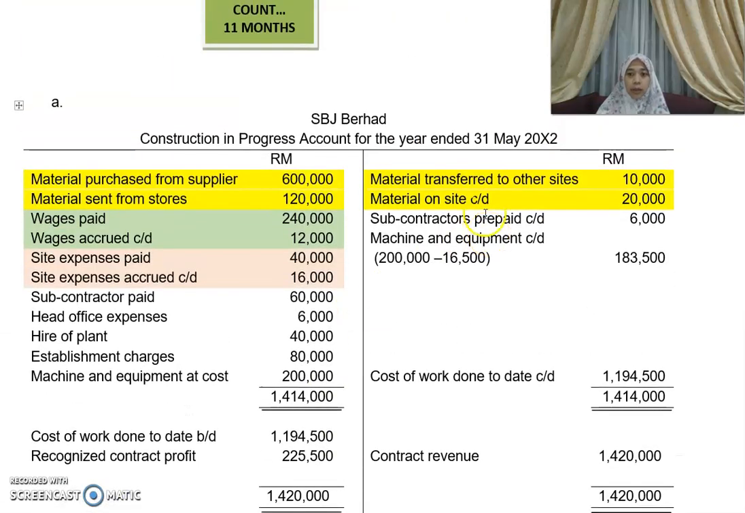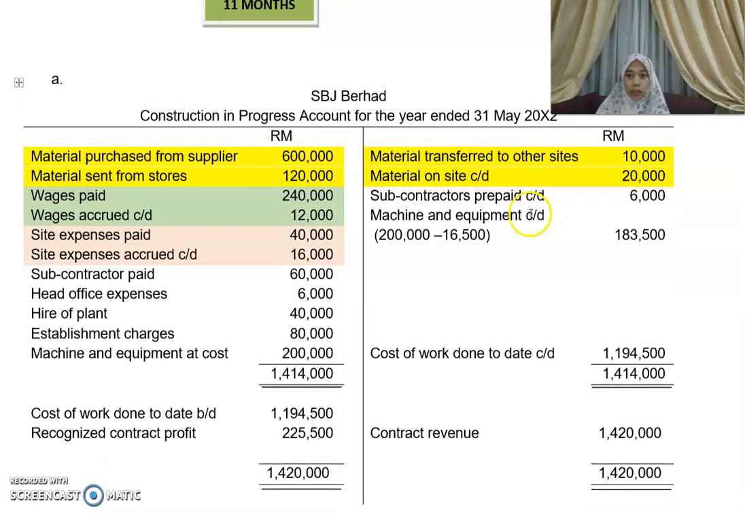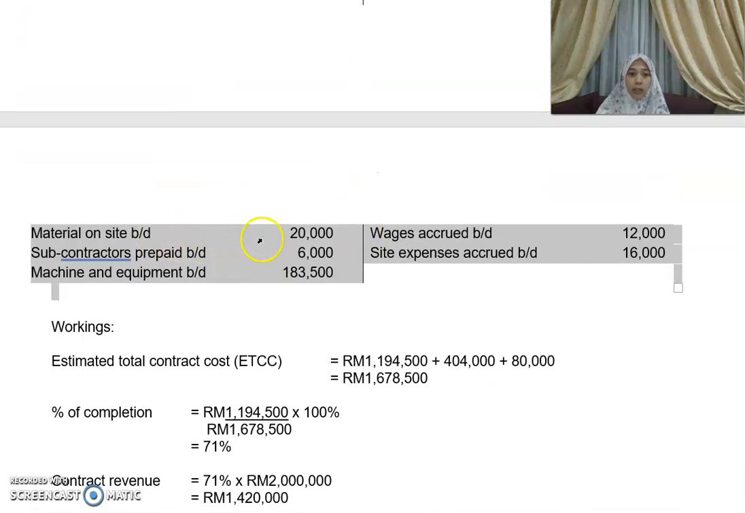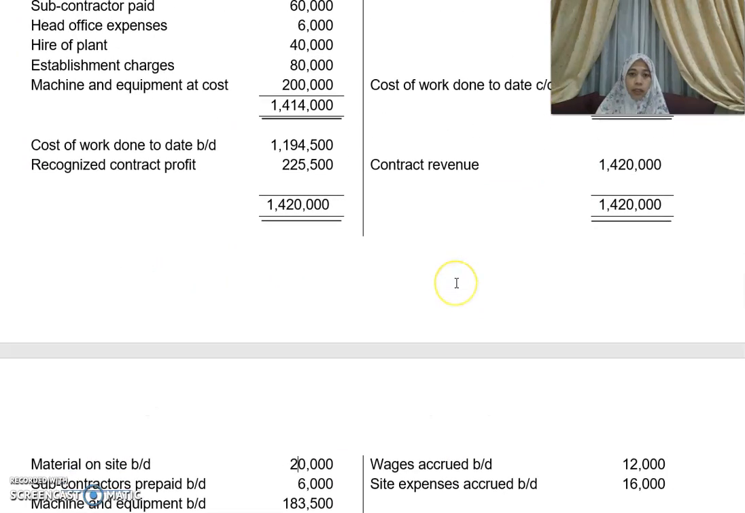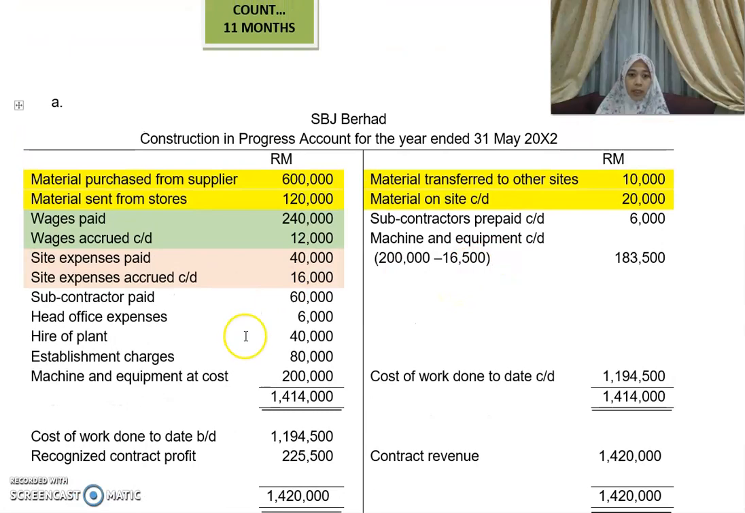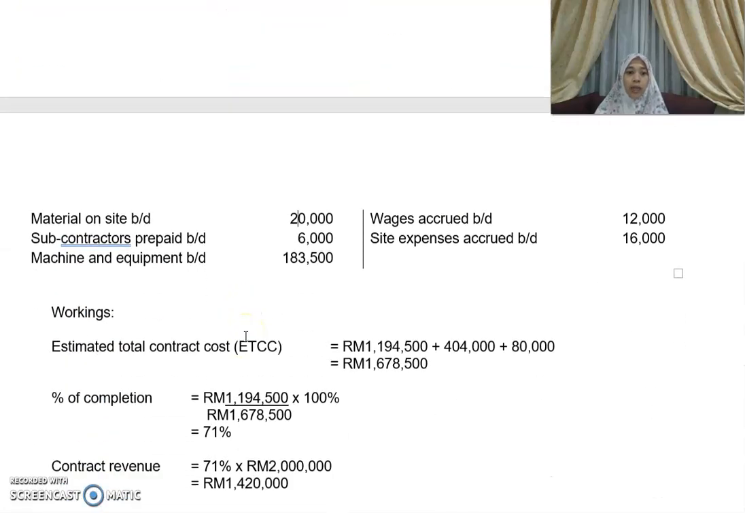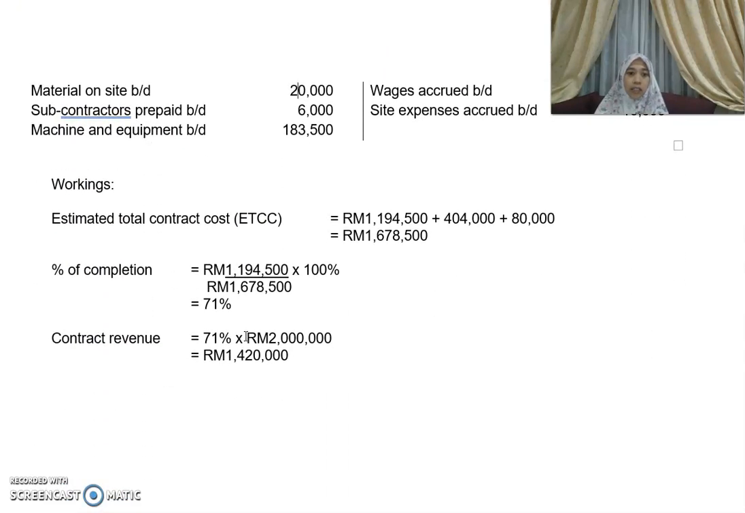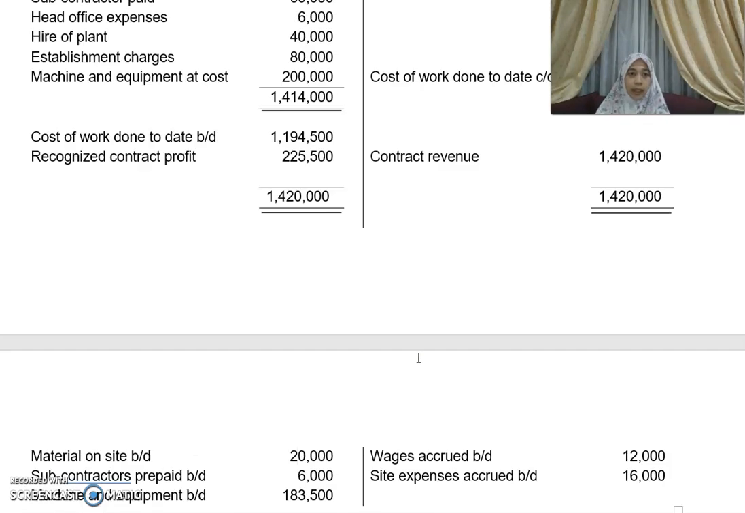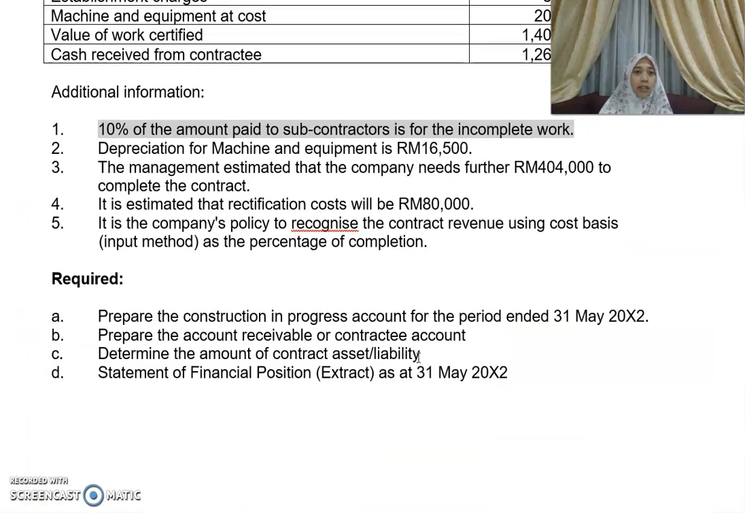So this one, for example, you have material on site 20,000 carried down. Here will be material on site brought down 20,000. You do the same for the rest of it. All the carried down becomes the brought down figure. So that finishes the first part of the account, or part A of the question. Part A requires you to prepare the construction in progress account for the period ended 31st May 20x2. So that's how you prepare the construction in progress account.